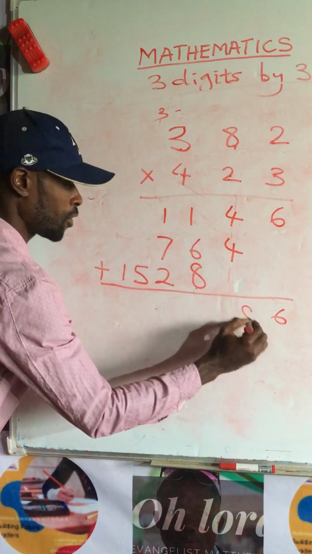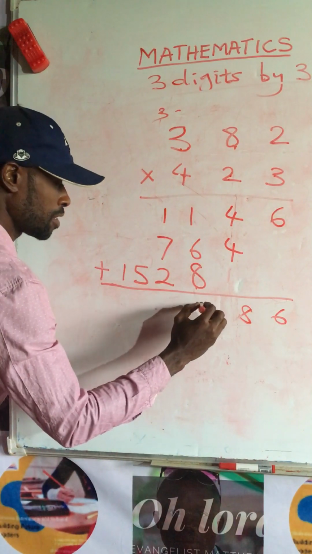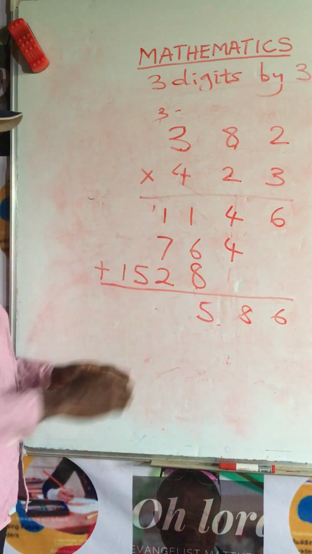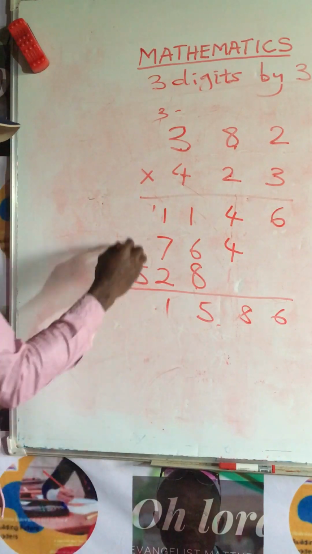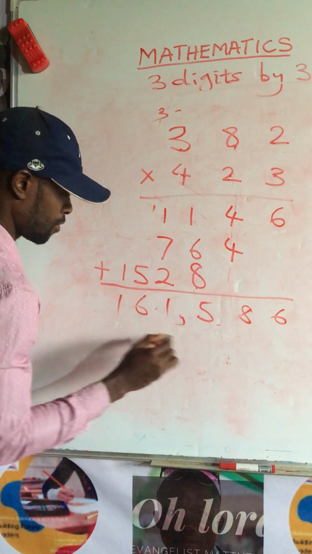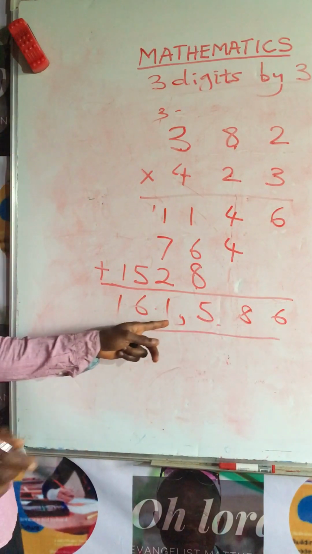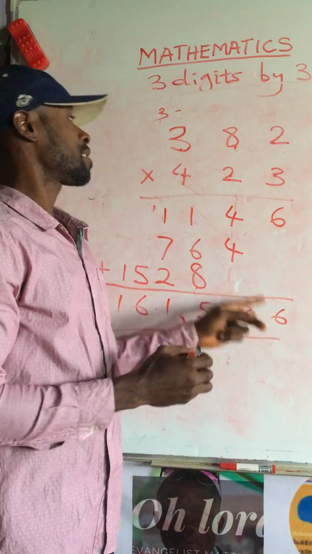4 plus 4 will give us 8. 6 plus 7 will give us what? 15. Then carry 1. So 9 plus 2 will give us 11. You carry 1. Then this is 6 and this is 1. 1, 2, 3. 161,586. So that is the answer to this.